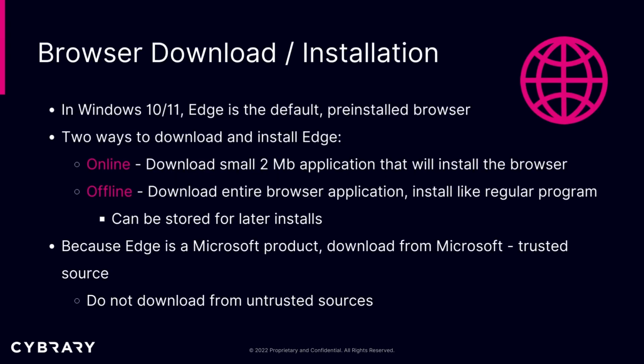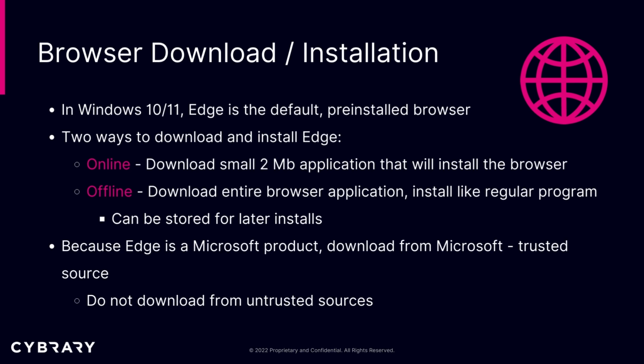So first, let's look at the browser download, specifically for the Windows 10 and Windows 11 operating system. Edge is the default pre-installed browser. That's the base browser that comes with the operating system. Now, certain versions of the operating system, like Windows Server and others, don't have Edge installed natively, and you had to download that. It's quite simple to do.